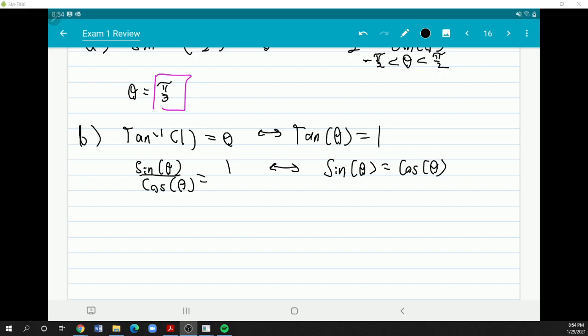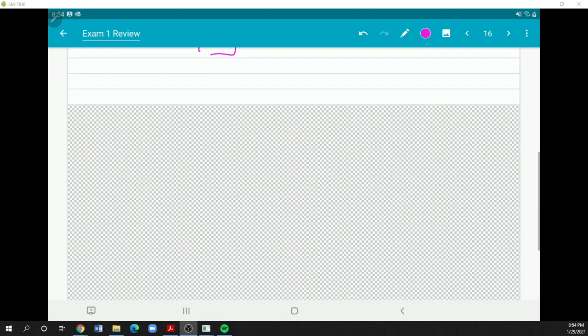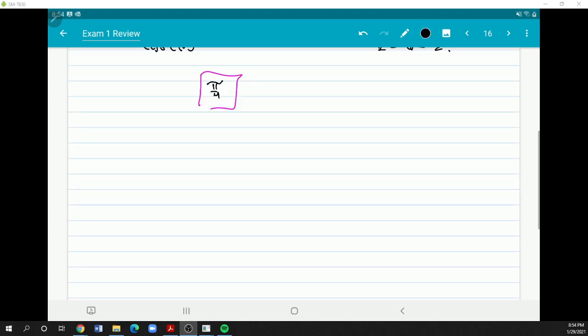And what is tangent inverse allowed to output? Anything between, again, minus pi over 2 and pi over 2. So when are sine theta and cosine theta equal to each other? That happens at pi over 4. And that's our answer there. And that just comes with being comfortable on the unit circle.